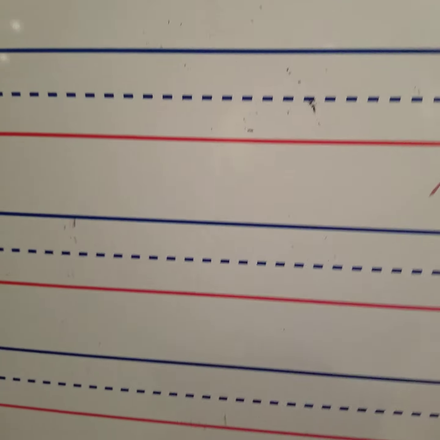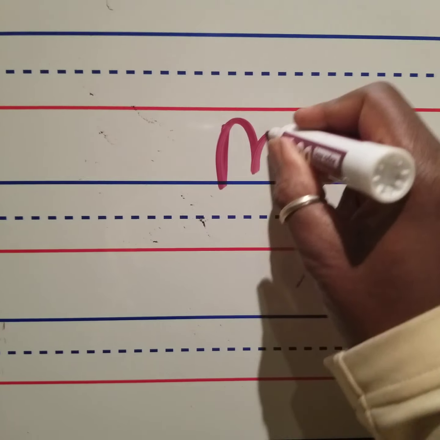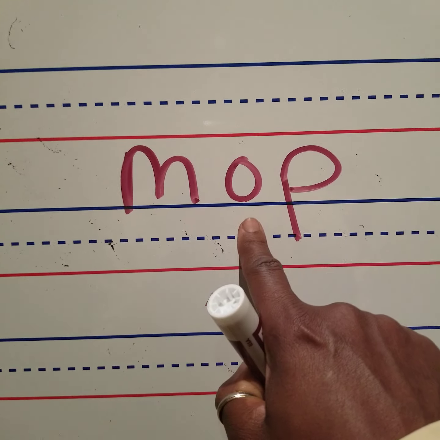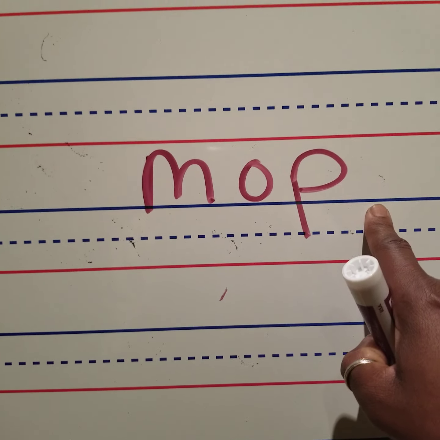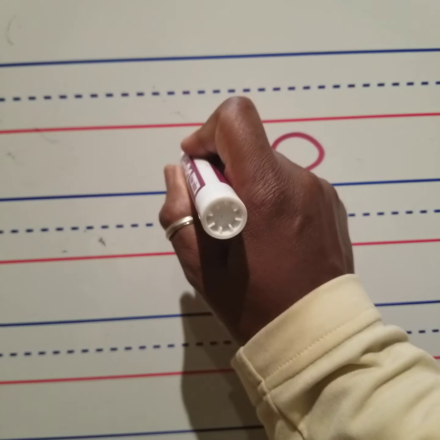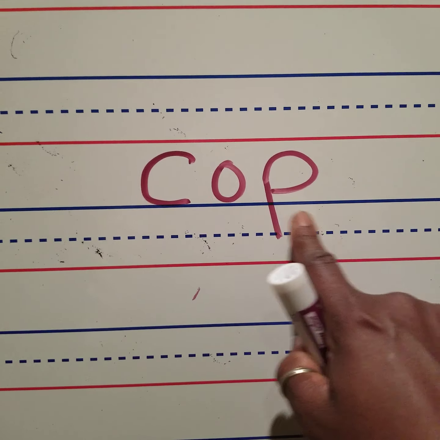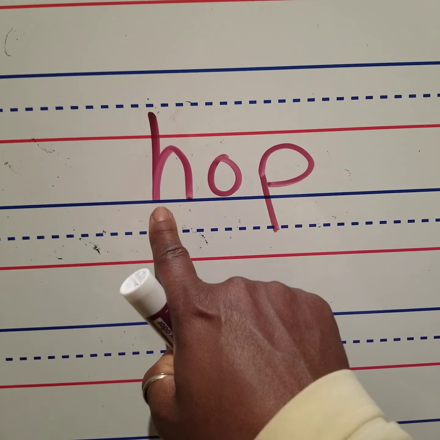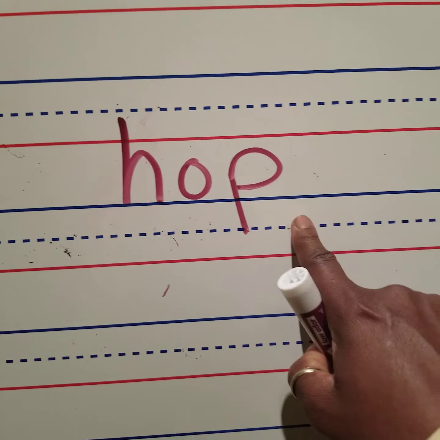All right, we're moving on to our quick erase. I'm going to write a word, we're going to sound it out, then we're going to quick erase the first sound. Here we go. Op spells mop. If we take the M and make it a C, we now have cop. If I take the C and make an H, we now have hop.